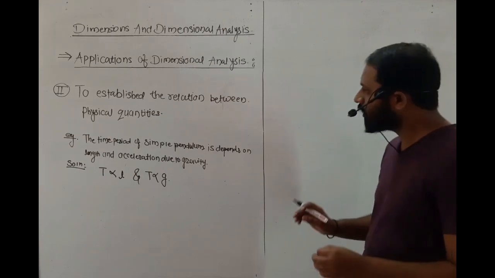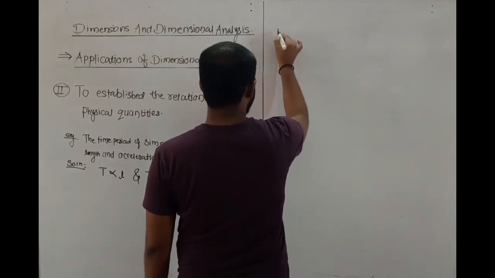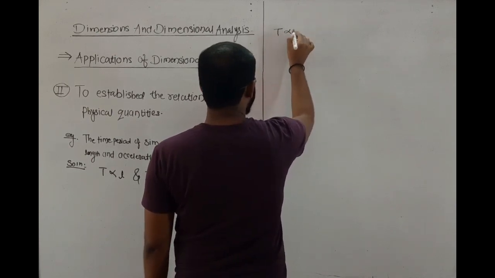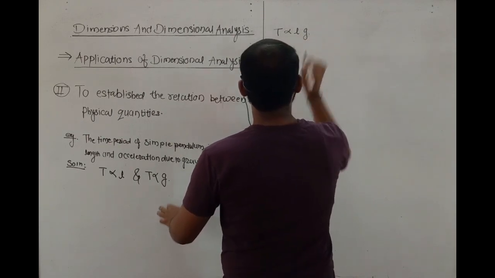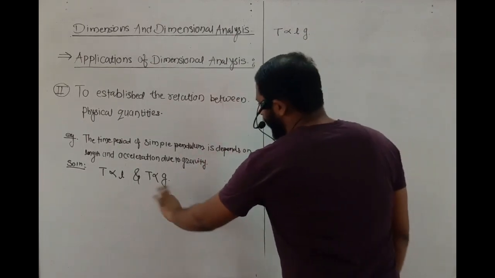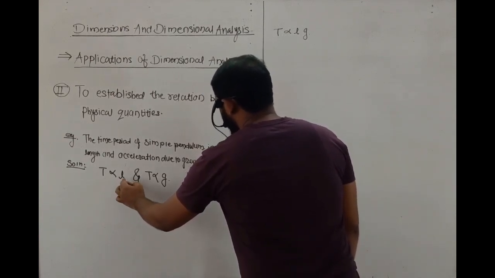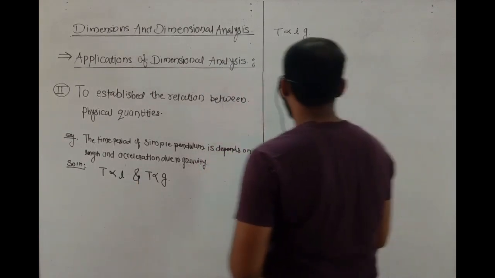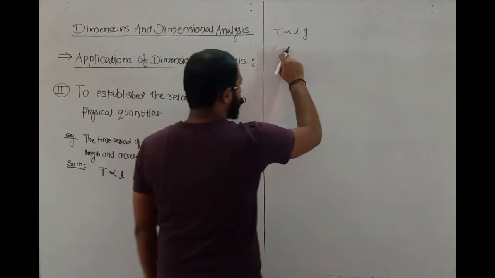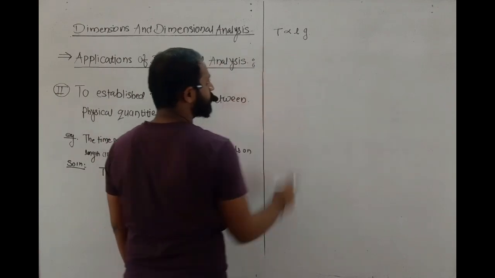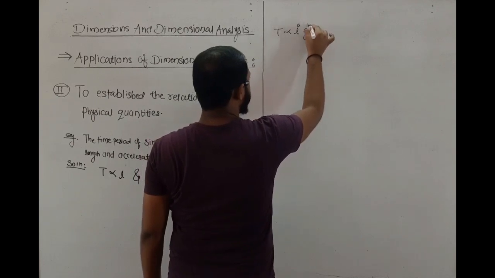Now see how to find the formula. In the first step, T is directly proportional to L and g. I can write L and g, because T is directly proportional to both L and g. Now see, in this step, I am going to represent L as L power a and g as g power b.